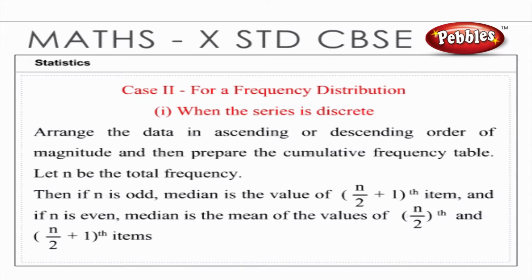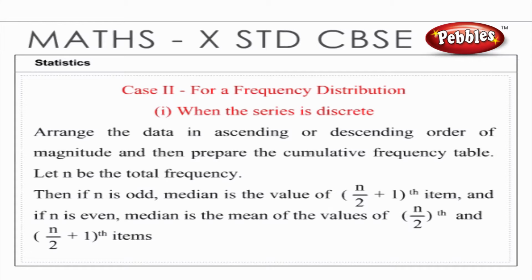Case 2. For a frequency distribution. When the series is discrete, arrange the data in ascending or descending order of magnitude and then prepare the cumulative frequency table. Let n be the total frequency. Then, if n is odd, median is the value of the (n by 2 plus 1)th item, and if n is even, median is the mean of the values of the n by 2th and (n by 2 plus 1)th items.